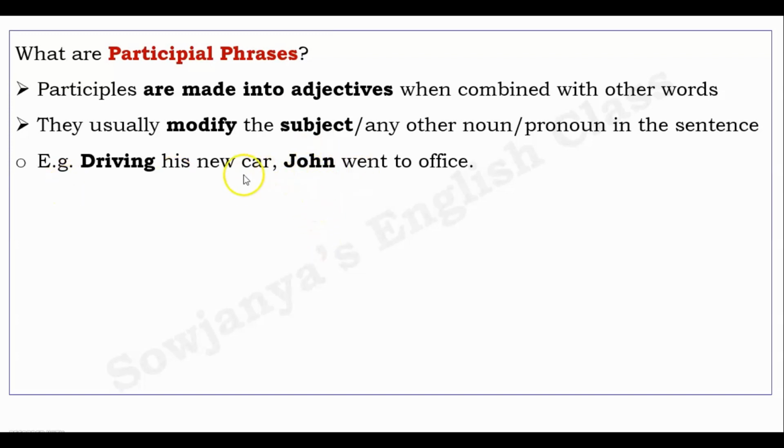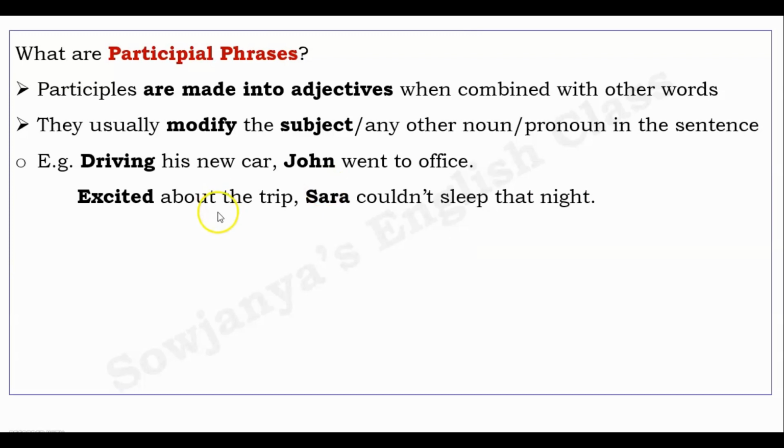Okay. Driving his new car, John went to office. Who was driving the car? John. Okay. Excited about the trip, Sarah couldn't sleep that night. So driving here is present participle. Driving his new car is present participial phrase. Whereas excited about the trip is past participial phrase.